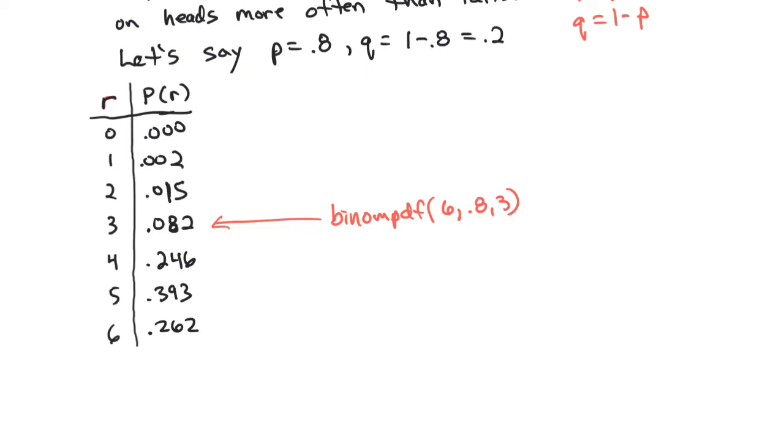Okay, so hopefully this worked out, and you notice we have pretty small numbers here. If you round to 3 decimal places, I'm just going to put 0.000.